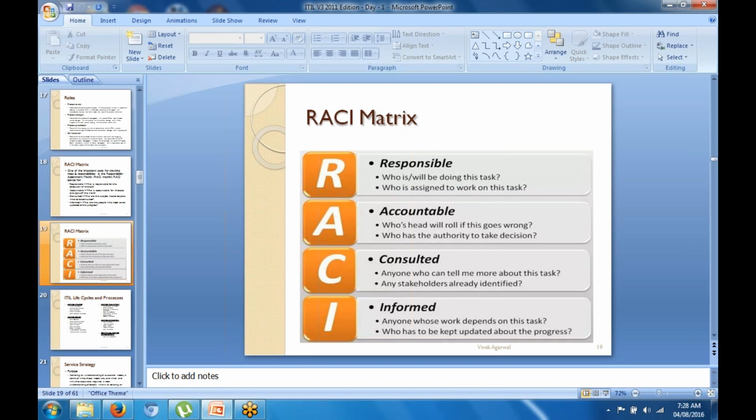Inform means, as I gave you example, anyone whose work depends on this task, who has to be kept updated about the progress. Go ahead.